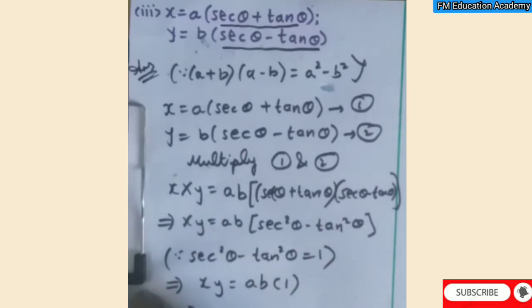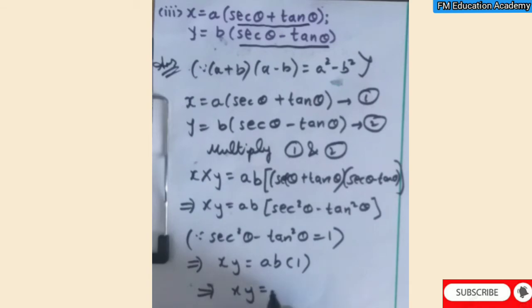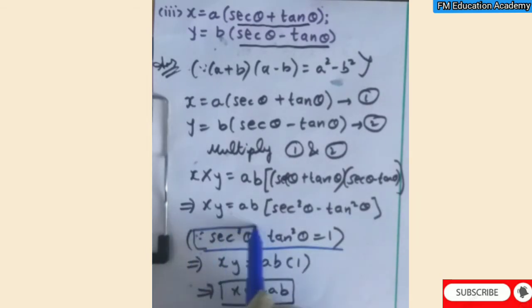What is ab into 1? ab into 1 is ab. So our final answer which we got is xy = ab. Okay, and we have used this as the identity. Okay, so what did you observe?